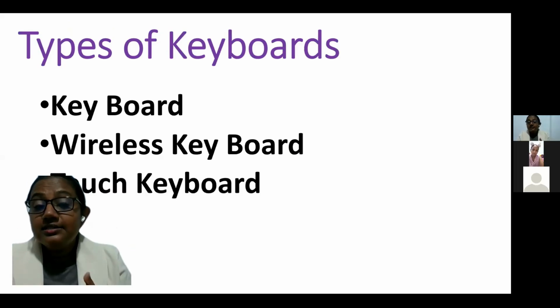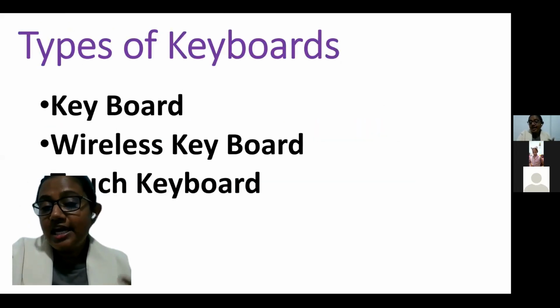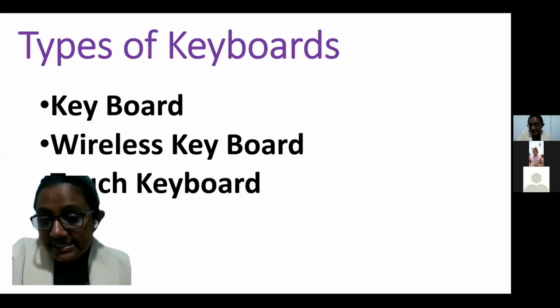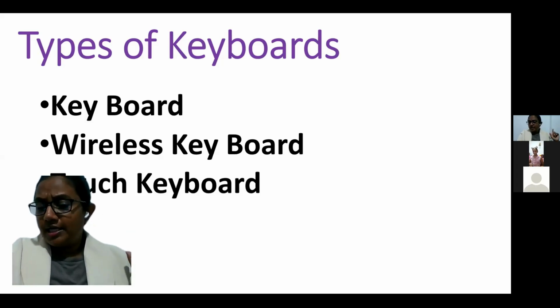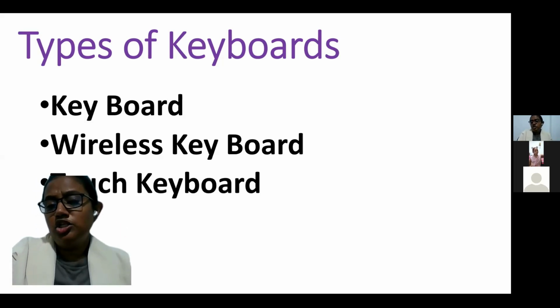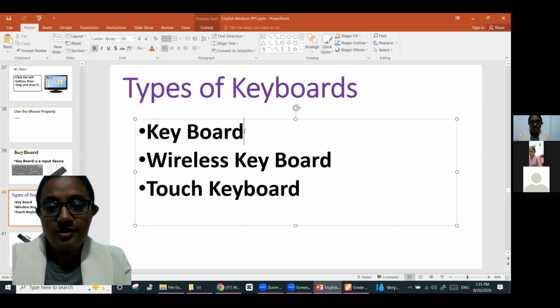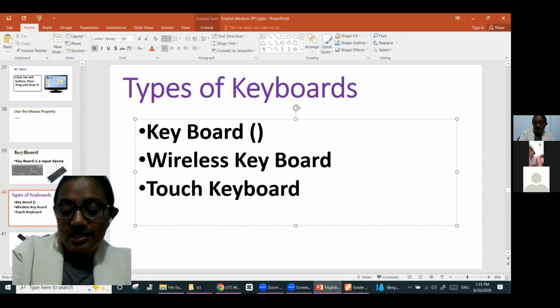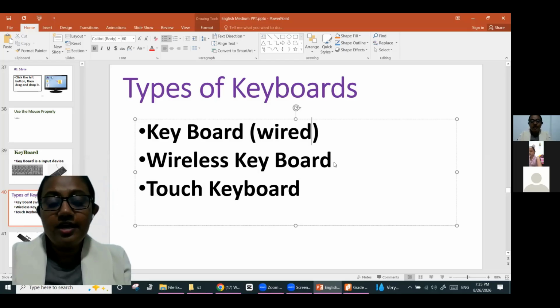So we use the keyboard to enter letters, numbers and symbols, right? There are three types of keyboards: keyboard, wireless keyboard, touch keyboard. This keyboard means wired keyboard, right? ඒ කියන්නේ මේ keyboard එක wire එකකින් තමයි සම්බන්ධ වෙන්නේ. Right? Wired keyboard.